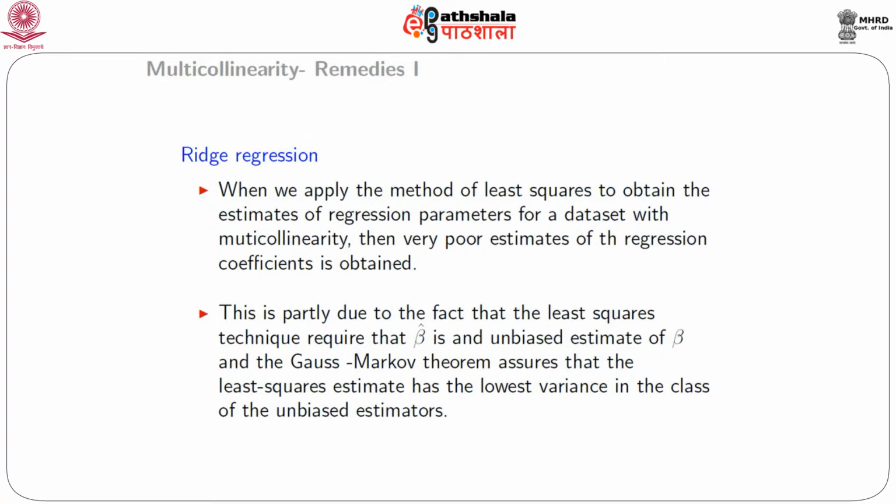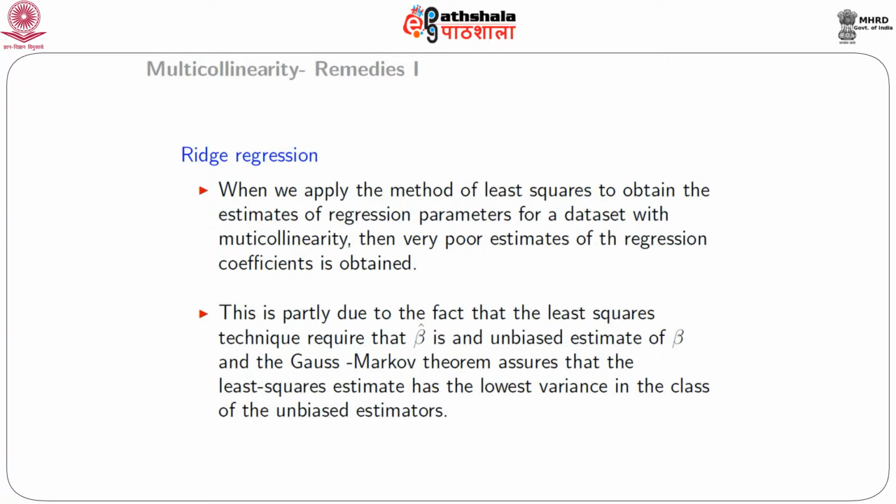Although these estimates, as I have mentioned several times before, are unbiased, they are not efficient anymore. These estimates, although unbiased, are no longer the best linear unbiased estimators of the regression parameters. By best linear unbiased estimator, we mean that these estimates are no longer the ones that have minimum variance among the class of unbiased estimators for the regression coefficient.